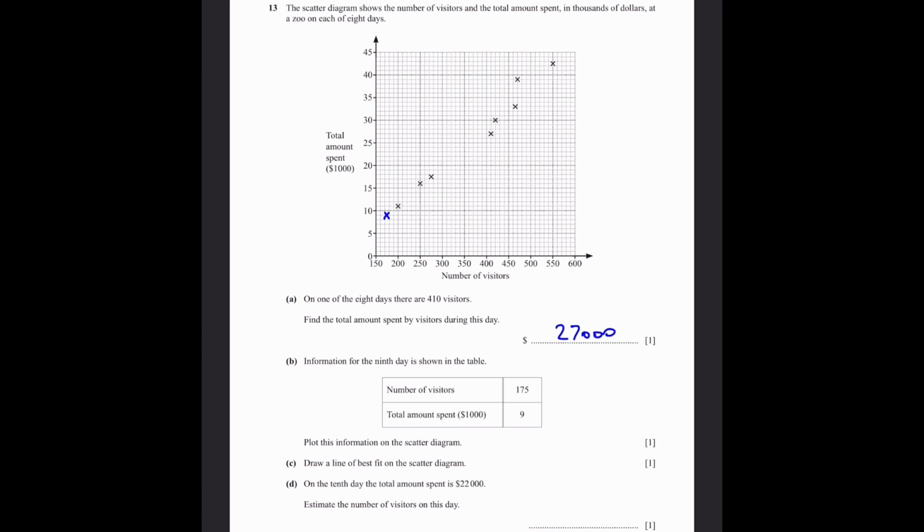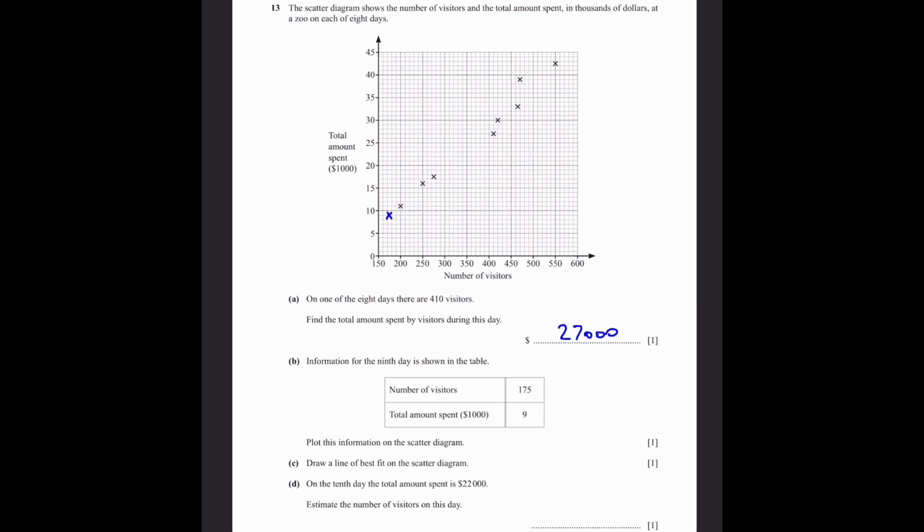C. Draw a line of best fit on the scatter diagram. A line of best fit goes through at least 3 points. So it can be greater than or equal to 3 points. It goes through the most number of points possible on the scatter graph. Over here, the line of best fit is something like this. And why? Because it passes through 1, 2, 3, 4, and 5 points exactly, and it's very close to the other 4 points.